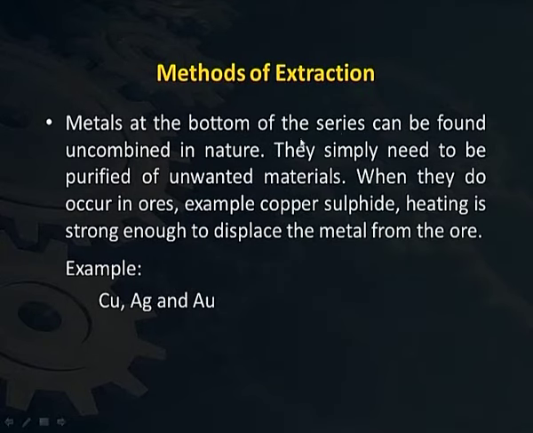Metals at the bottom of the series can be found uncombined in nature. They simply need to be purified of the unwanted materials, and we have the pure metal. When they do occur in ores such as copper sulfide, heating strong enough is enough to displace the metal from its oxide or sulfate compound. The examples are copper, silver and gold.